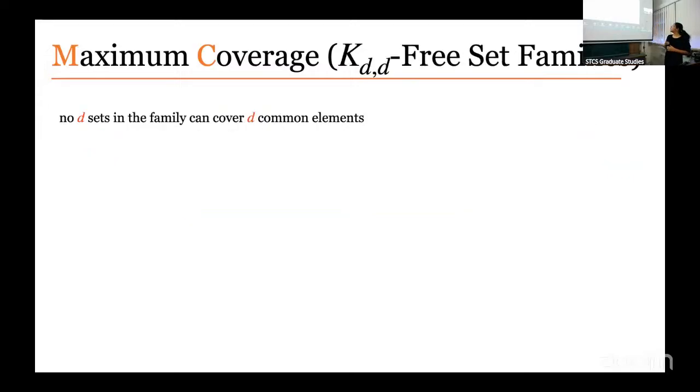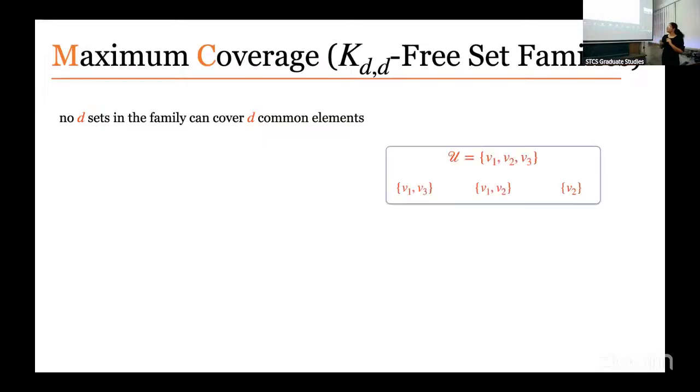So we'll look at K_{D,D}-free set families. A K_{D,D}-free set family is basically one where no D sets in the family can cover D common elements. It's better to visualize it in terms of a graph.